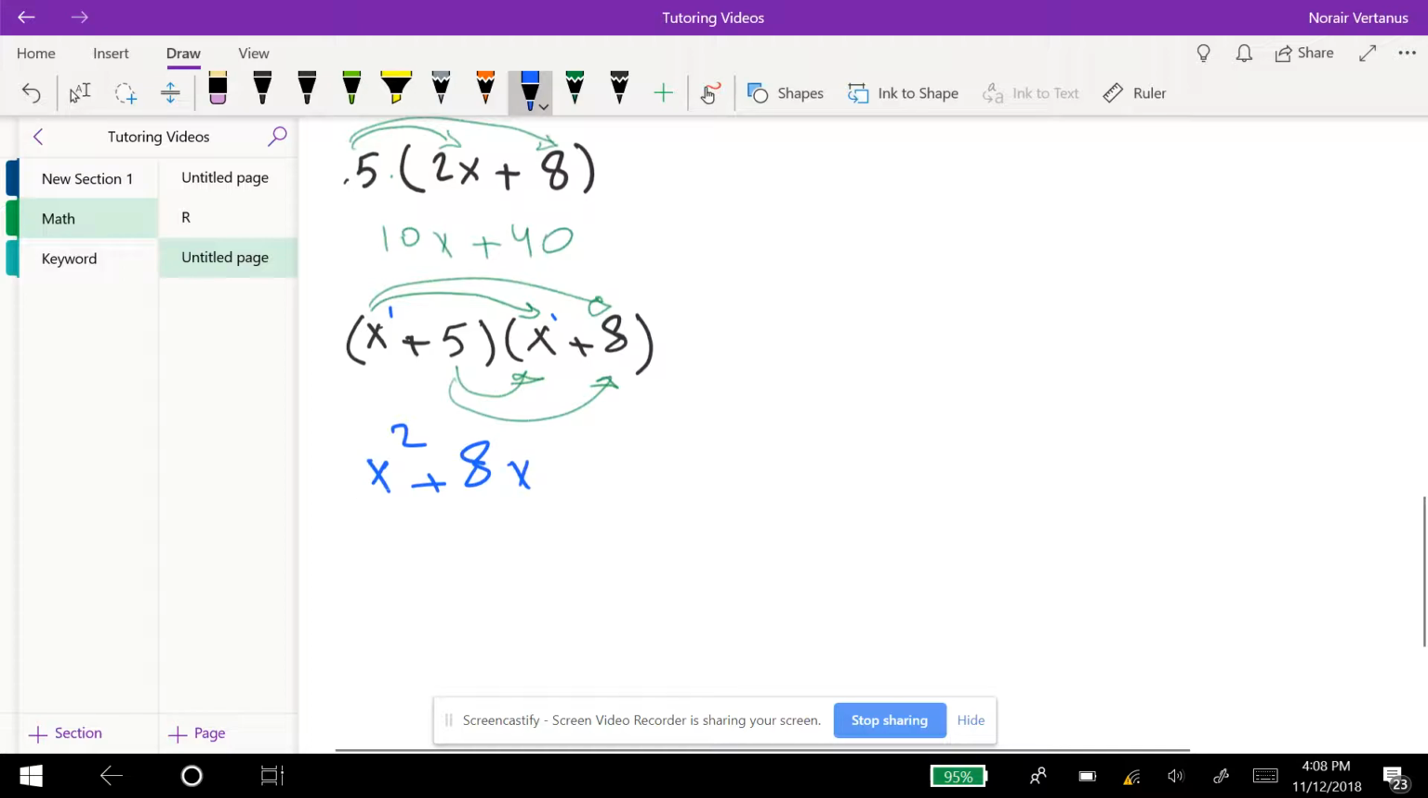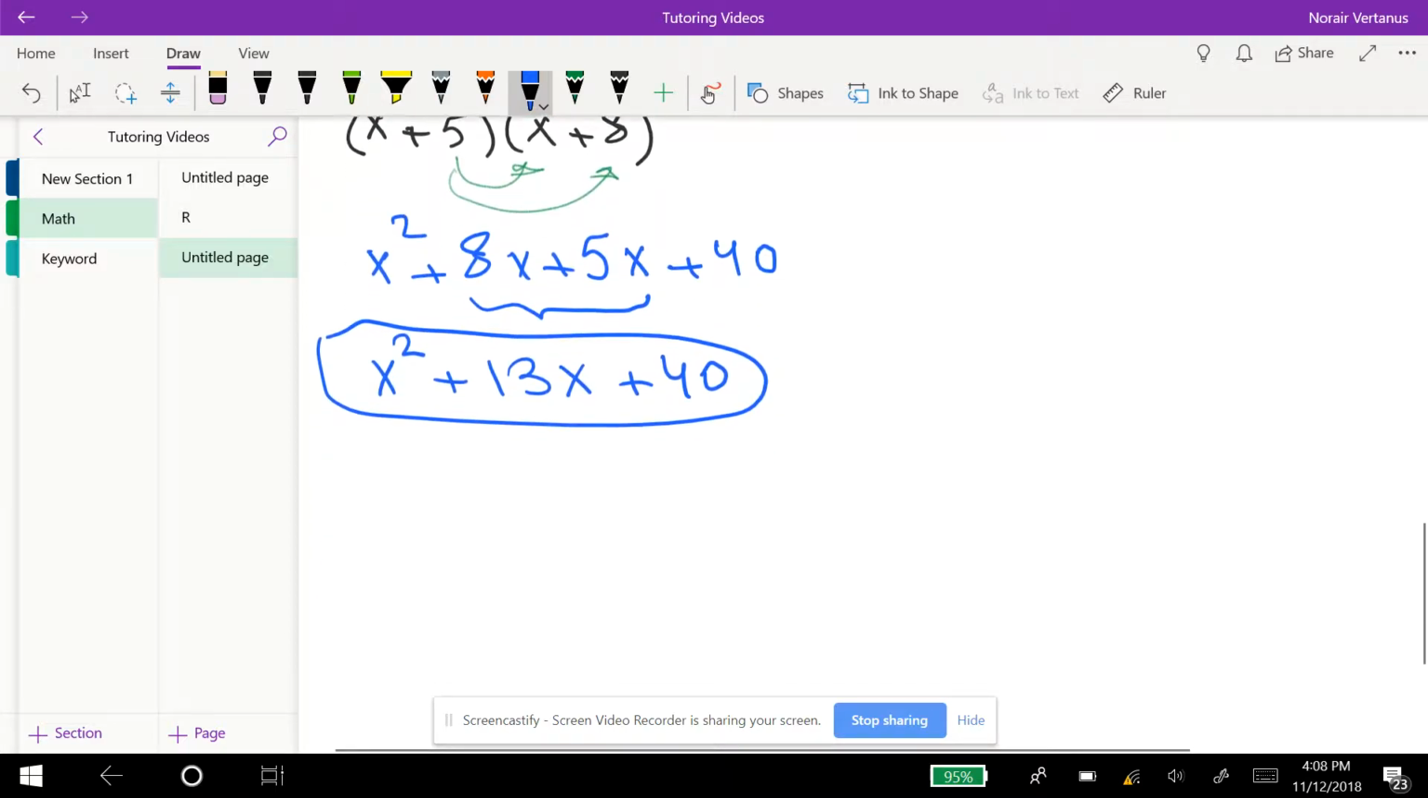5 times x is positive 5x. And then 5 times 8 is 40, but positive times positive is positive, right? Positive 40. And then you're going to see if you have common terms, you're going to add the common terms. Like these two are common, 5x and 8x. You're going to add them. It's going to be x squared plus 5x plus 8x. These are the only ones that you can add. It's going to be 13x plus 40, and it's done.